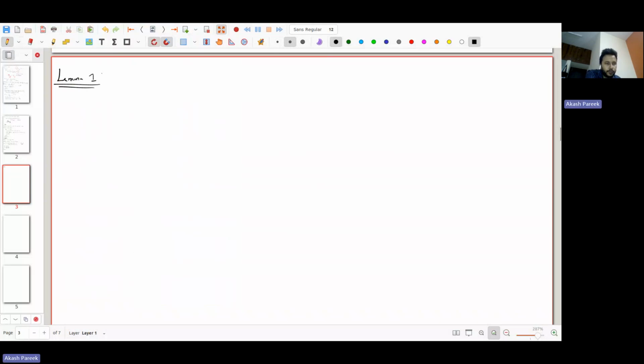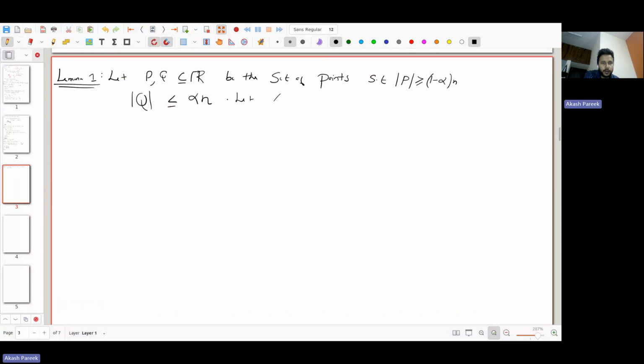Okay, so suppose let P, Q be subsets of R, the set of points on the real line, such that the cardinality of P is greater than (1 minus alpha) times N, and the cardinality of Q is bounded by alpha times N, where X is P union Q, and N is the cardinality of X. Okay.